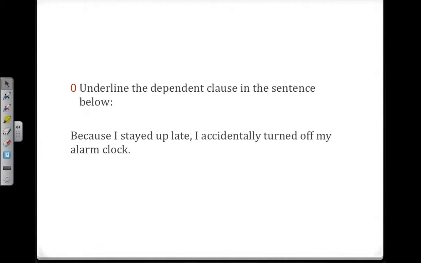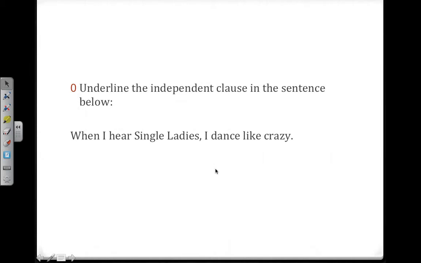Now I'm asking you to underline the dependent clause. Because I stayed up late, I accidentally turned off the alarm clock. And my dependent clause is this right here, because I stayed up late. That depends on more information. I accidentally turned my alarm clock off, by contrast, can stand alone on its own. So that is the independent clause. Underline now the independent clause. When I hear Single Ladies, I dance like crazy. I can't believe that I dance like crazy. That passes the can-you-believe-that test. So that is my independent clause.